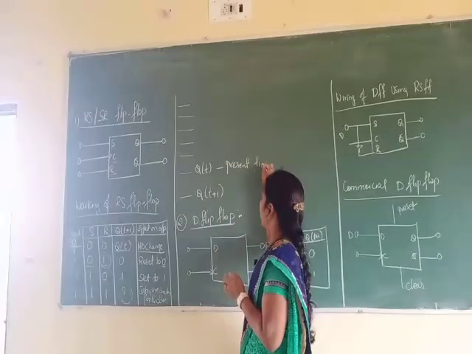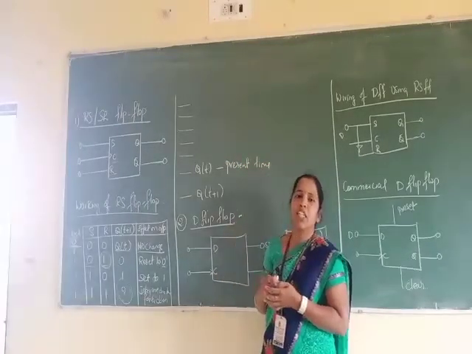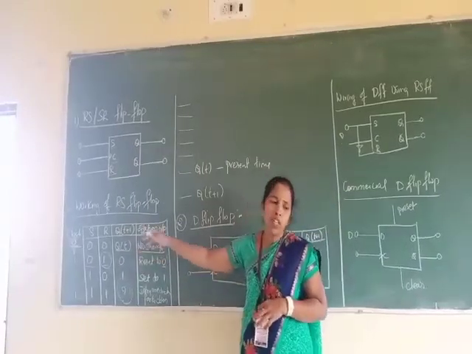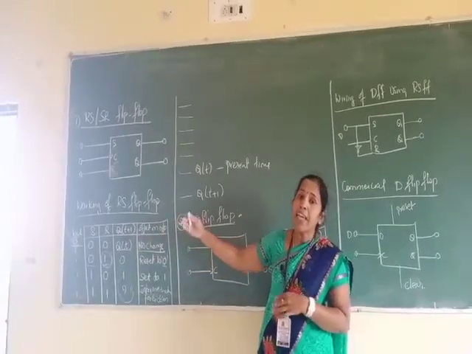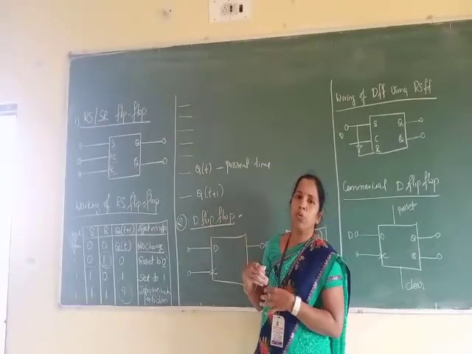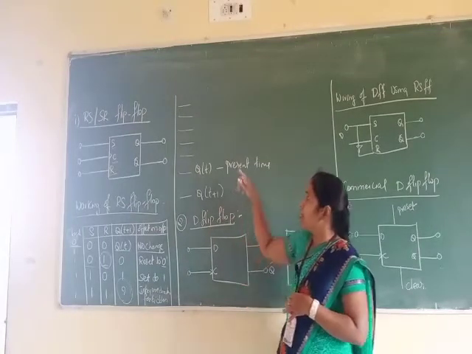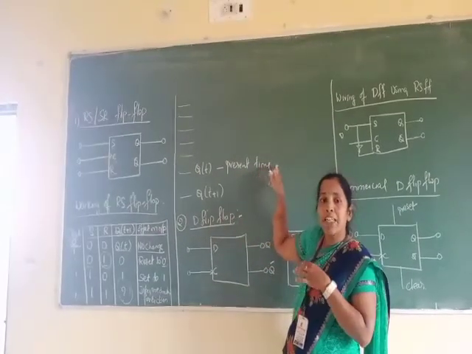It is known as what here? Present time or the present state. So what is q of t here? This q of t is considered as a binary state of the output q. So at the given time, that is nothing but what here? Present time or the present state.